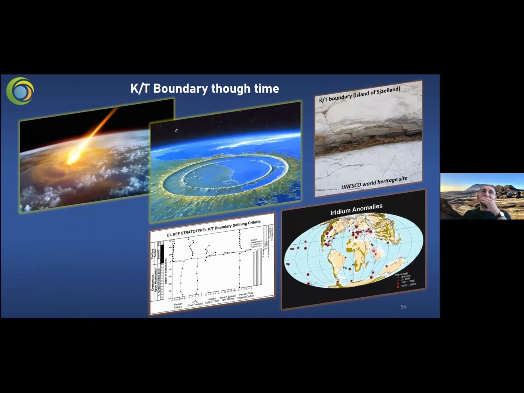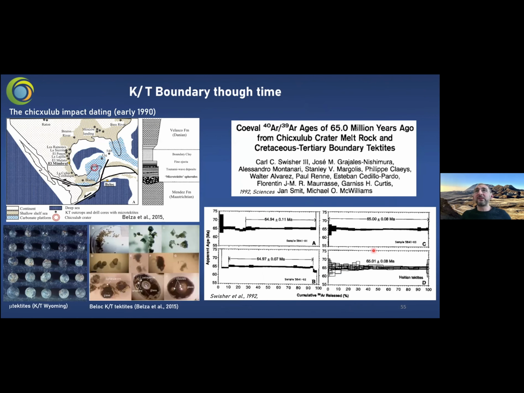So let's go through rapidly the KT boundary for time. In the early 90s, argon-argon was used to date the KT, especially using the Beloc tektites that are found in Wyoming or in, I don't remember, Haiti. The ages that were produced at the time all point in the direction of 65 million years.